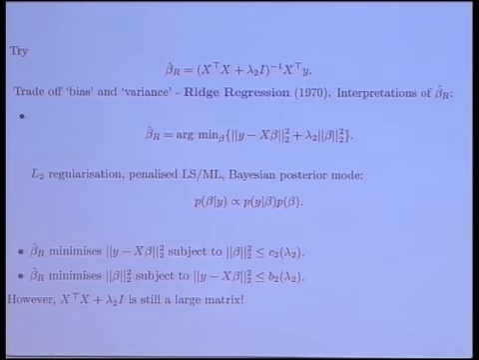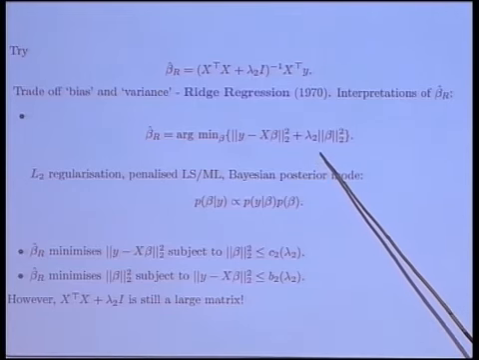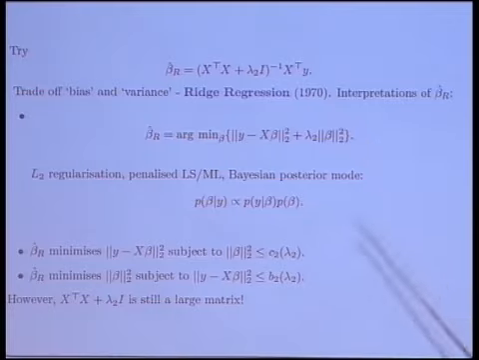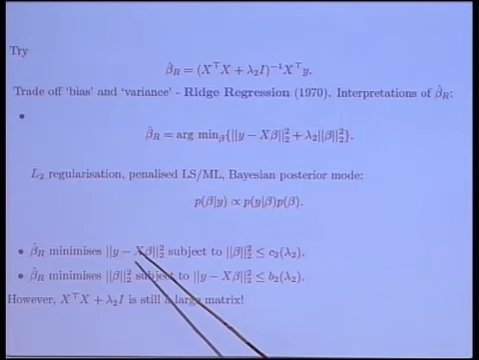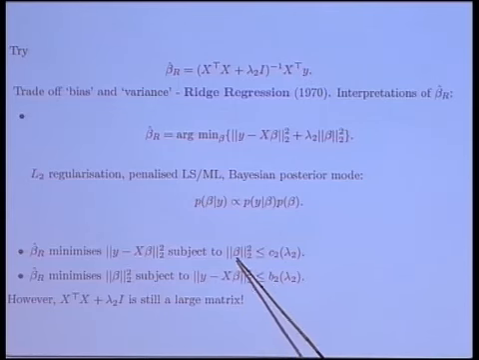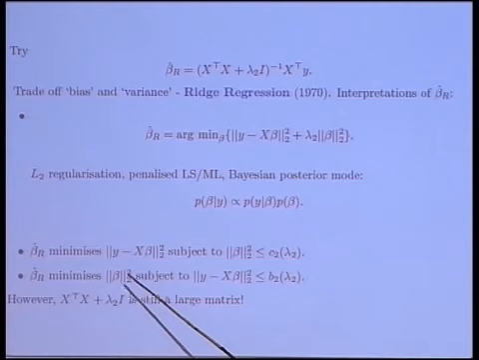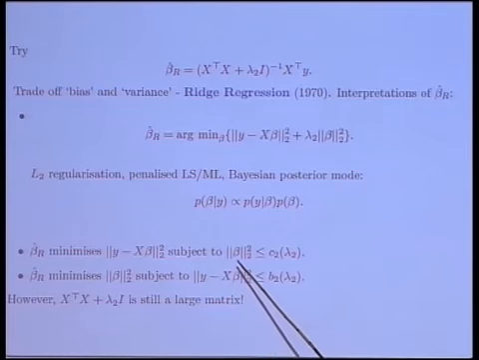Now, once you write it down like this, lambda 2 looks awfully like a Lagrange multiplier. Therefore, there are two more interpretations of the ridge regression estimator: as a minimizer of the sum of squares function subject to some constraint on the L2 norm here, or minimizing the L2 norm subject to a constraint on the sum of squares function. So there are lots of interpretations of this particular estimator.